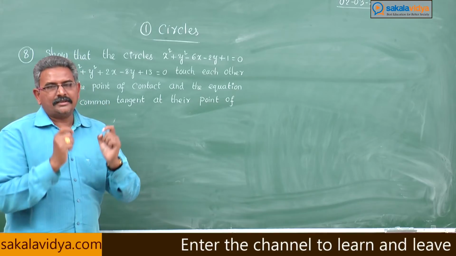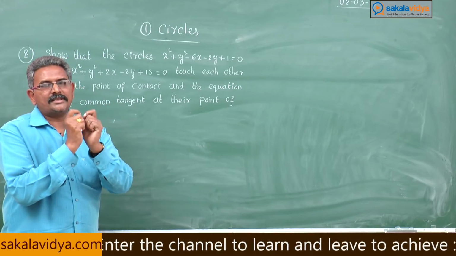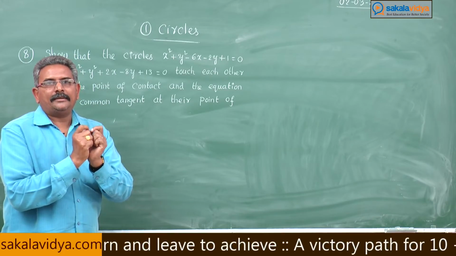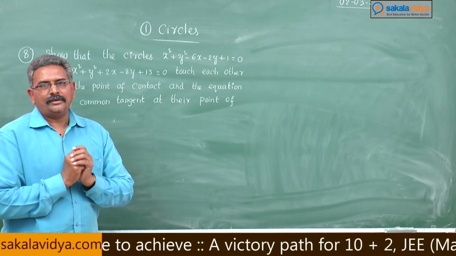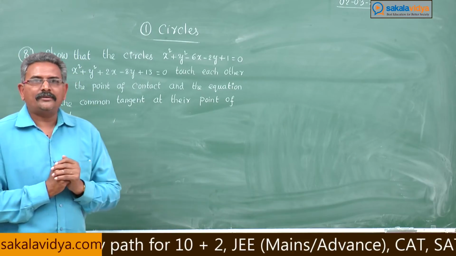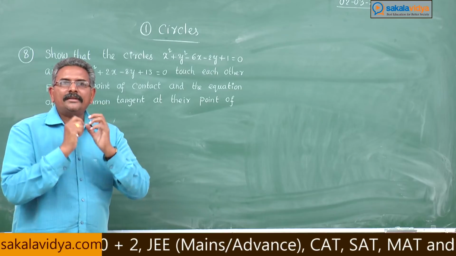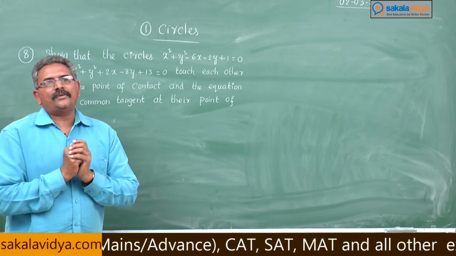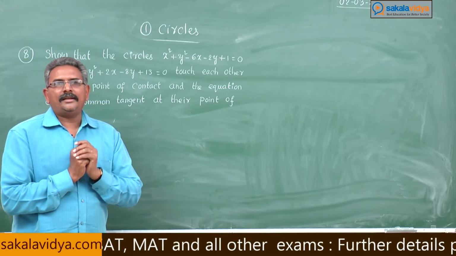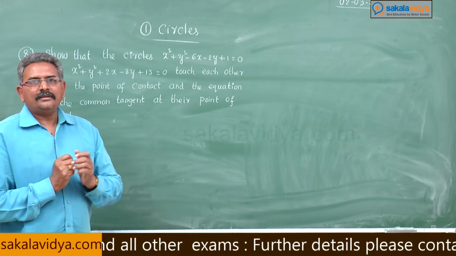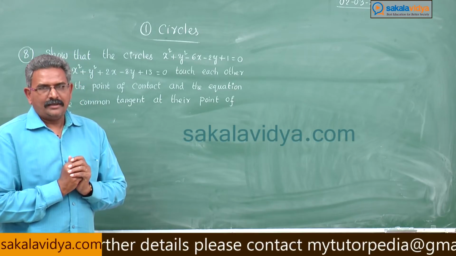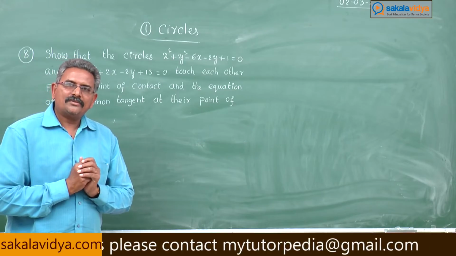As they touch each other, definitely the two circles touch at one point. That point is called the point of contact. That point of contact we have to find out. That is second. The third, next one we have to find out is the common tangent to these two circles. If they touch externally or internally, the equation of the common tangent to both the circles is given by the formula S minus S dash is equal to 0.